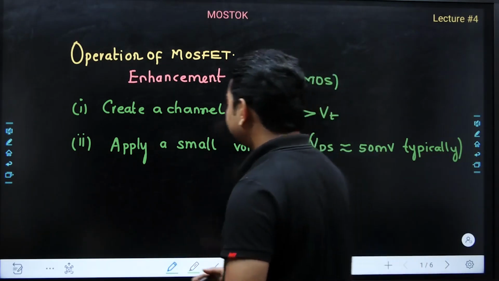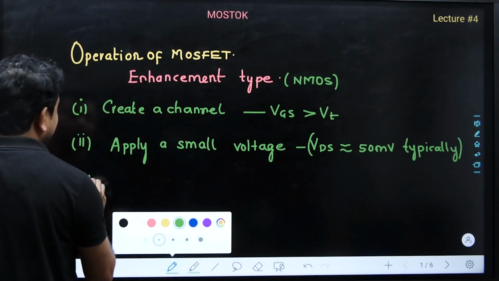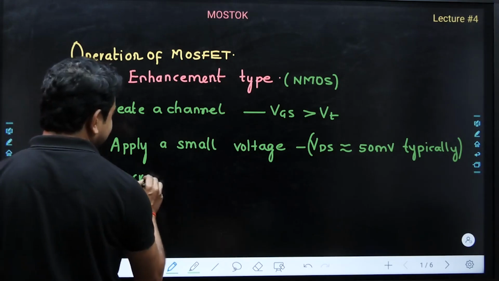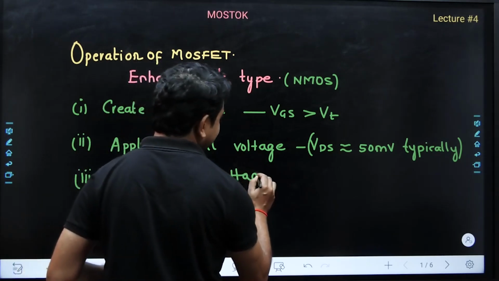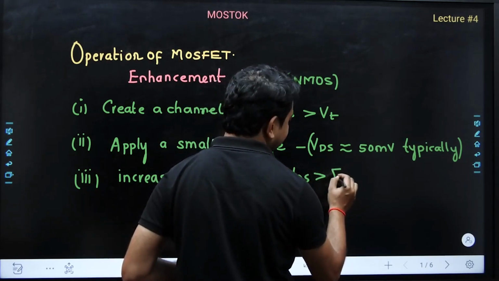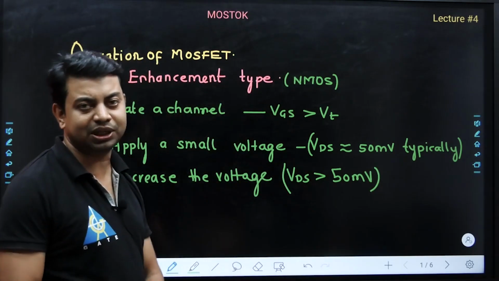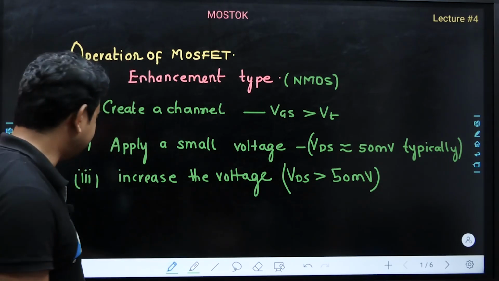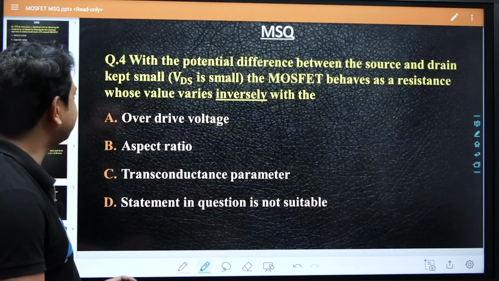Okay, typical value. Next, the third one is I am going to increase the voltage value. Which voltage value? Similarly, the VDS value. So increase the voltage VDS above 50 millivolt. This is the typical value. That means if we increase the voltage value, how can we understand the behavior of the semiconductor? In addition to this, we are going to see the characteristic, and we want to solve one numerical also. Numerical means MSQ only, and that is nothing but this particular one.